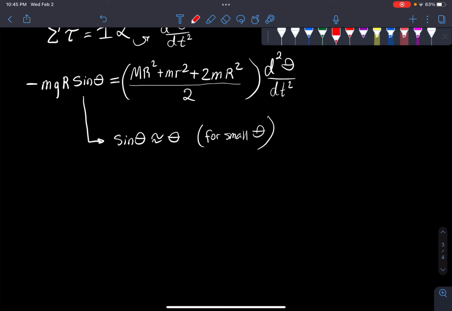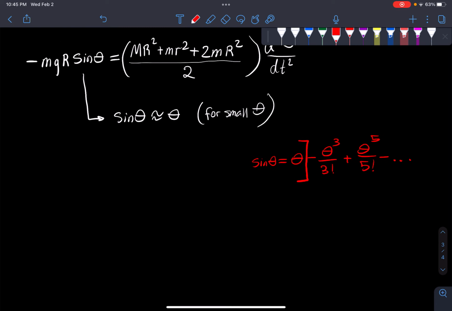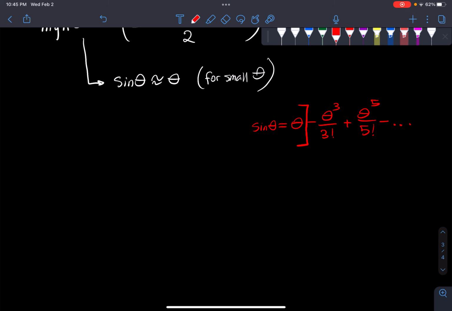So off to the side, here's the Taylor series for sine. Sine of theta is theta minus theta cubed over 3 factorial plus theta to the 5th over 5 factorial minus theta to the 7th over 7 factorial, and so on. It continues forever. But if we truncate it here, sine theta is not equal to theta, but it's approximately equal to theta if theta is small. So that's why we can say sine of theta is approximately theta.